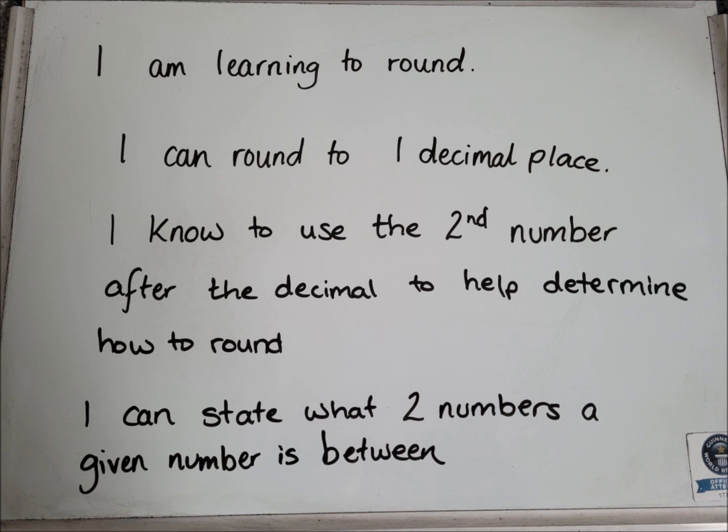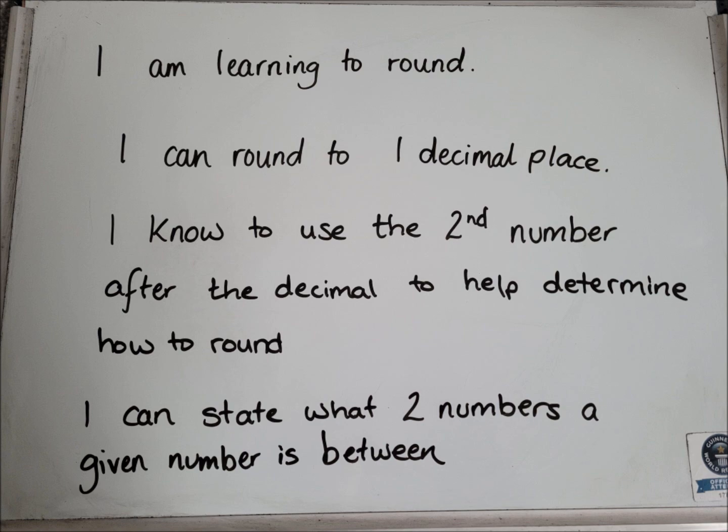So I am learning to round. By the end of this lesson, hopefully we will be able to round to 1 decimal place. We will know to use the second number after the decimal to determine how to round, and we can state what 2 numbers a given number lies between. So that's what we're going to start with first of all.